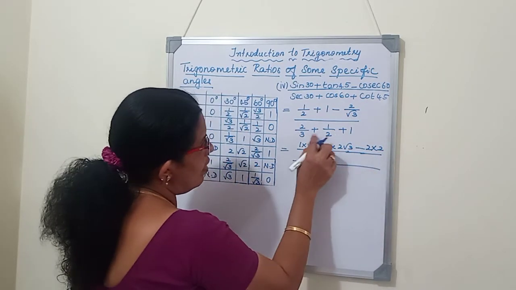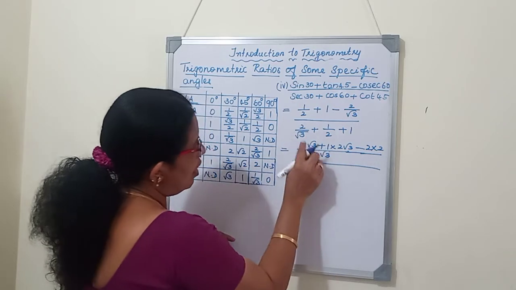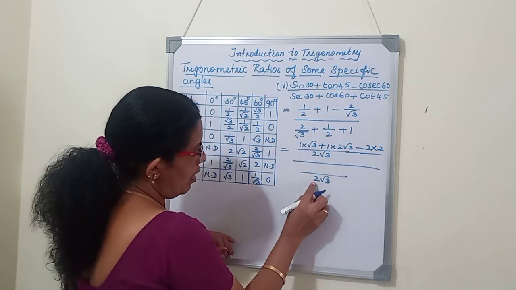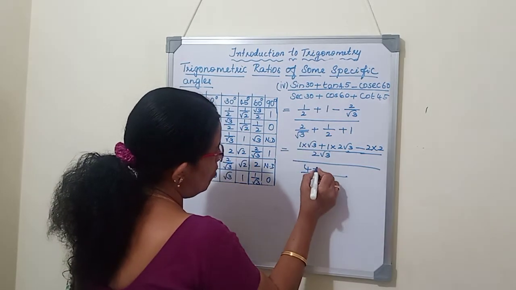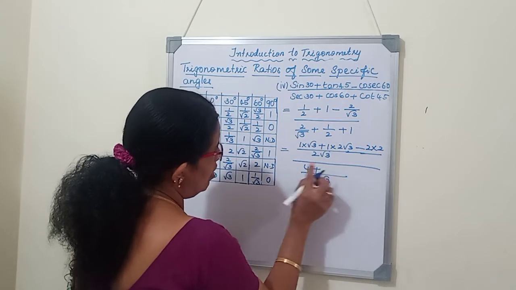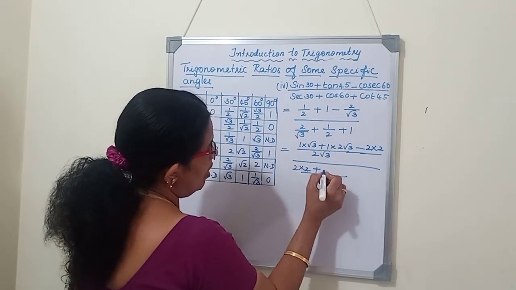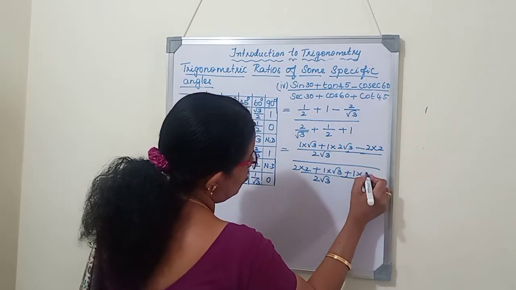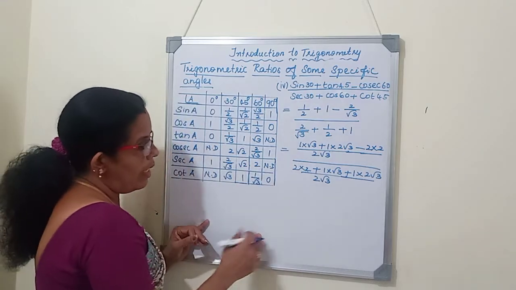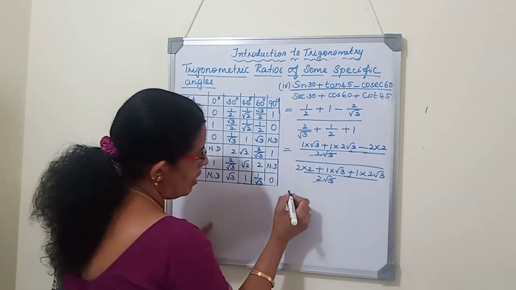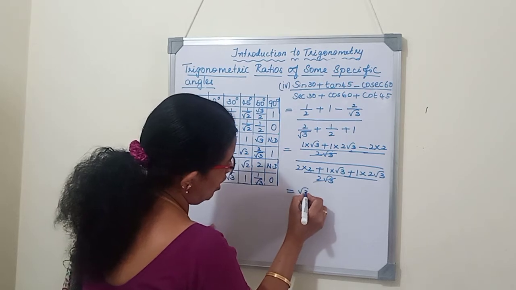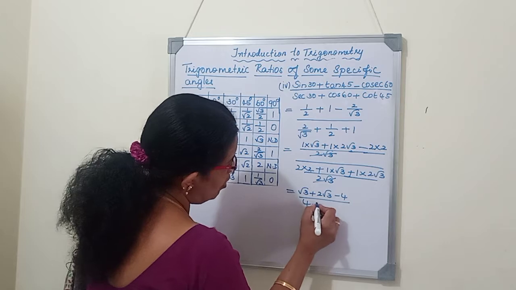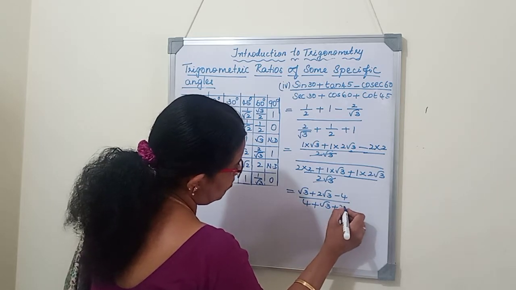Divided by, the same way we have 2 by root 3. Same way we have to take the LCM, 2 root 3 is the LCM. Here root 3 is there, the extra number is 2, 2 into 2, 4, plus here 2 is there, root 3 into 1, here 1 into root 3, plus here 1 into 2 root 3. So all the numbers we multiplied. The denominator we will cancel. Remaining we will get root 3 plus 2 root 3 minus 4 divided by 4 plus root 3 plus 2 root 3.